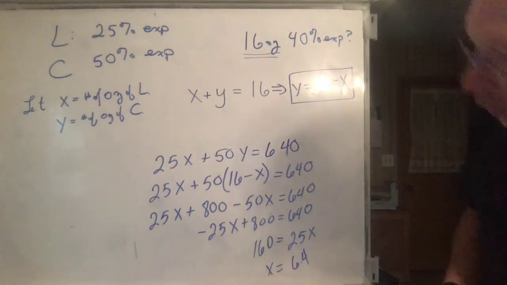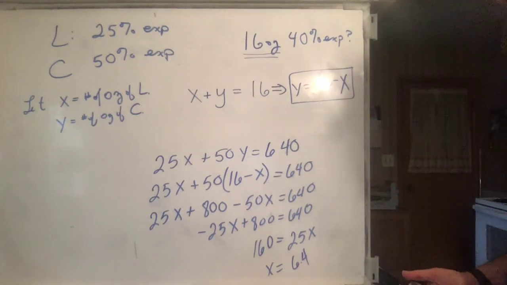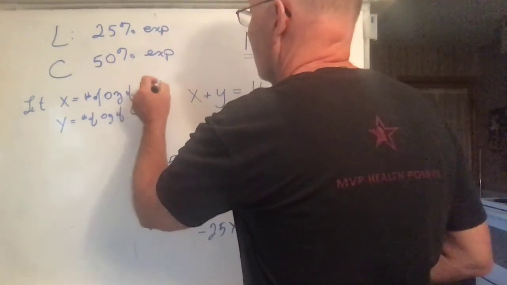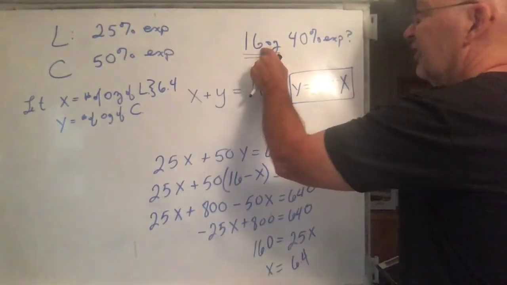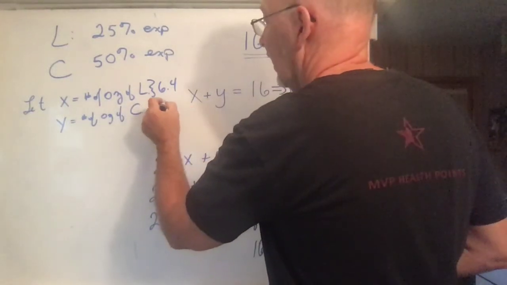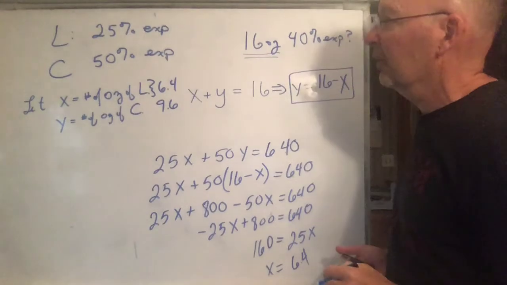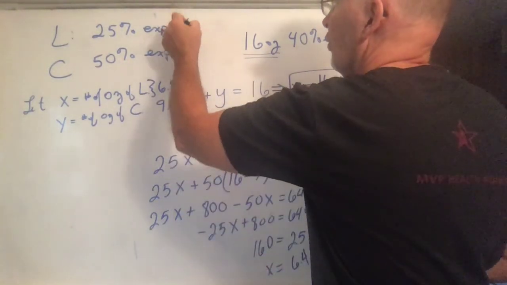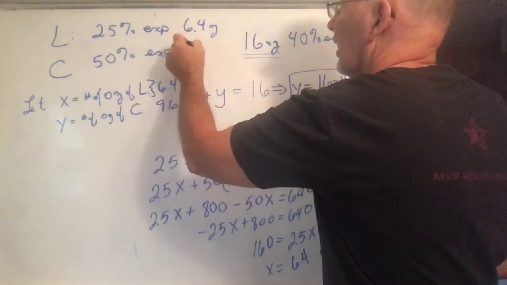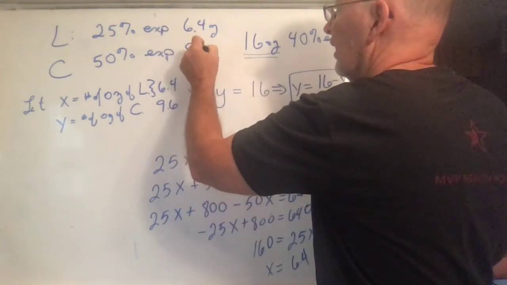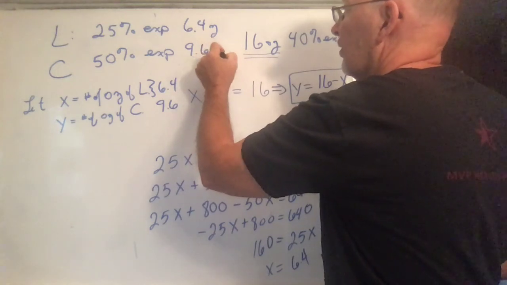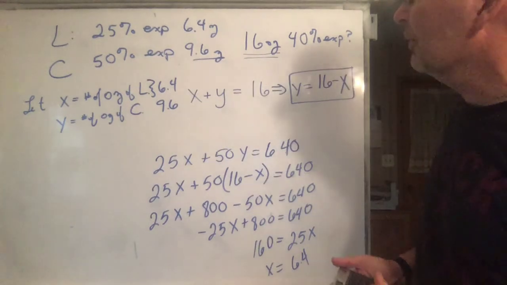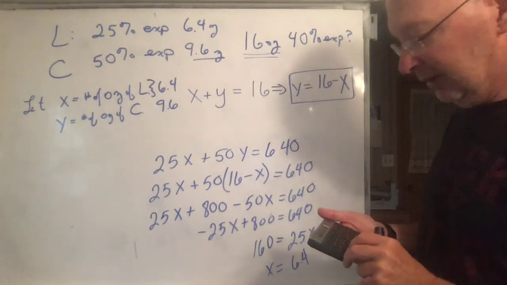So 6.4 ounces of which one? Of the latte. And you want 16 total, so the latte is 6.4 ounces, and take 16 minus that, you're going to get 9.6 ounces of the cappuccino. Very good.